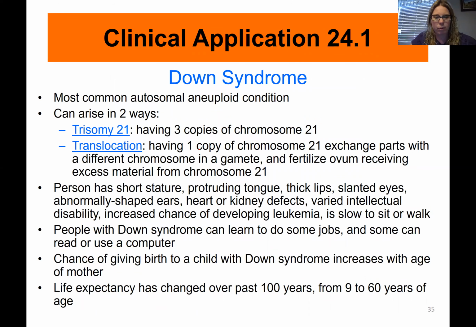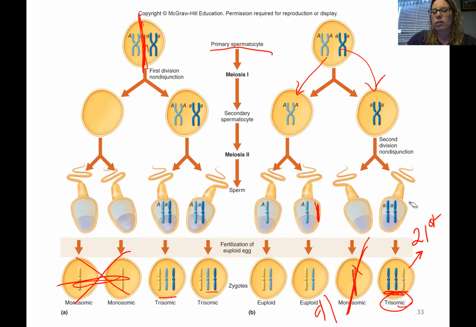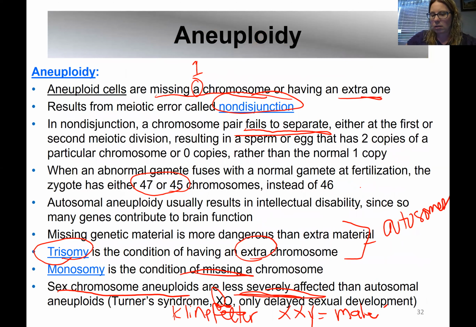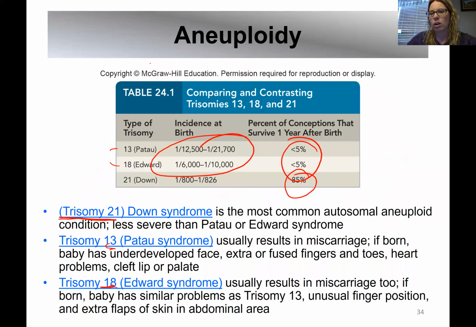One other thing that I wanted to point out about Down syndrome is that the chance of giving birth to a Down syndrome child increases with the age of the mother. Remember, she produces her oocytes before birth, and then they go on pause in meiosis. The longer these divisions are on hold, the greater the chance of non-disjunction, these two sticking together, or these two sticking together, could occur.